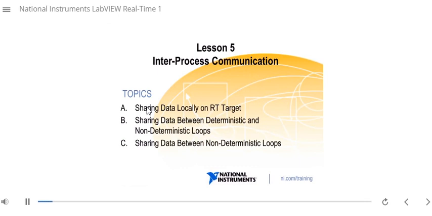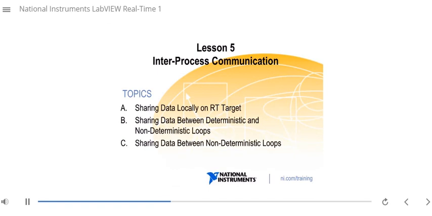In the previous section, we improved speed and determinism using various techniques. By the end of this module, you will be able to describe considerations when selecting an inter-process communication method. In Lesson 5, we're going to talk about inter-process communication.